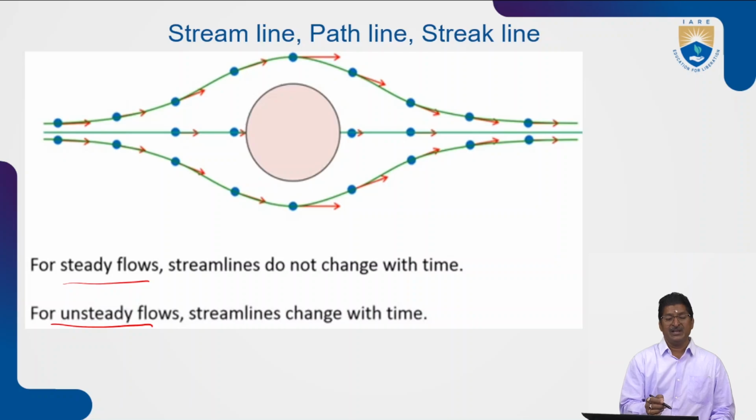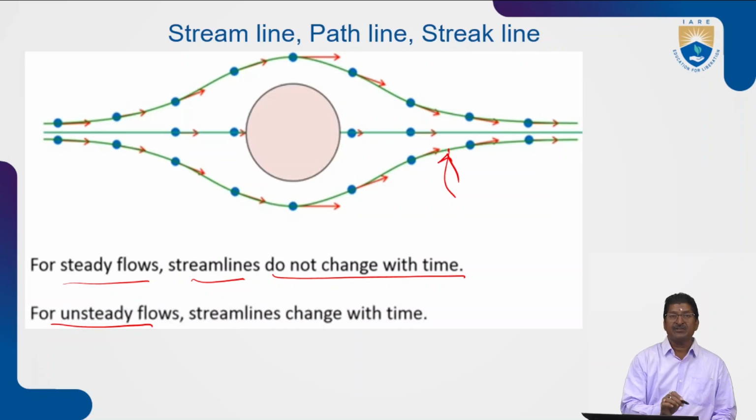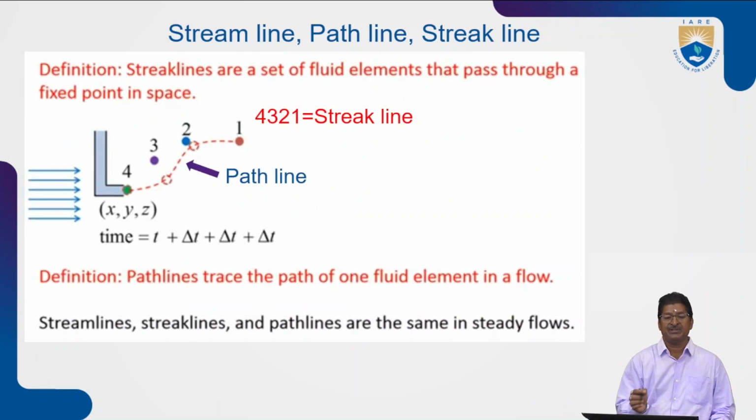So what is happening in steady flow and unsteady flow for the streamlines? You will see here. Streamlines do not change with time. If this is the streamline, it will be the same line, same curve, as long as it is a steady flow. But in case of unsteady flow, the streamline keeps on changing with respect to time. And streak lines. So see here, streak lines.